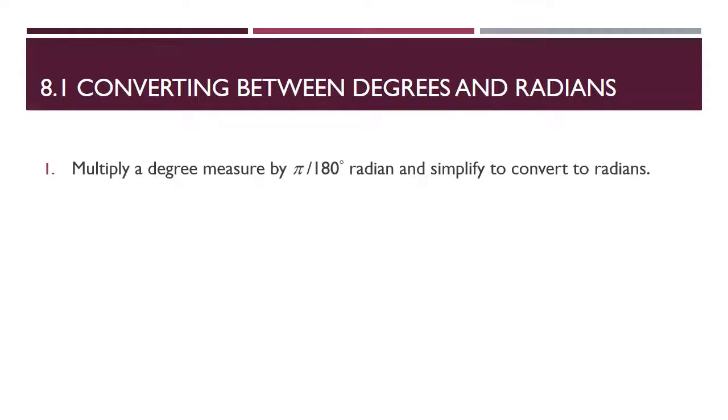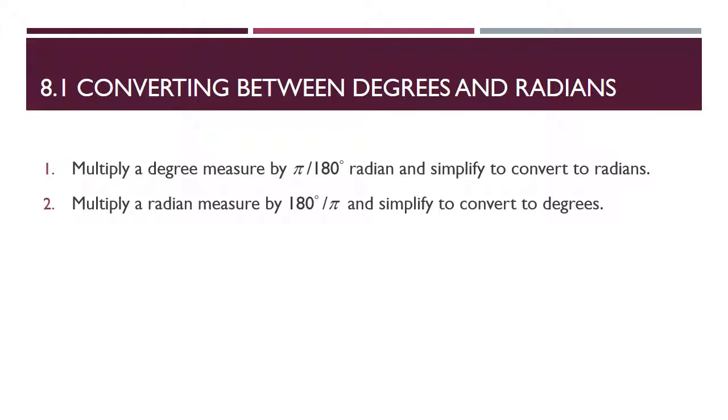Now there's a couple ways you can convert between degrees and radians. One is 2 steps. You multiply a degree by pi over 180, and that converts it. Or if you're trying to go from a radian to degree, you multiply the radian by 180 over pi, and that will convert. And this is a good way to go.